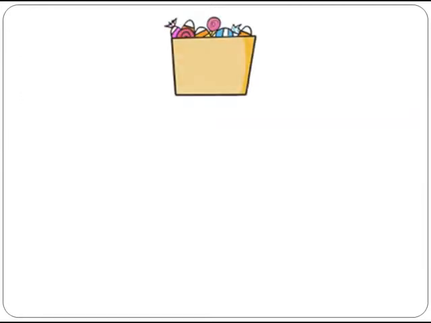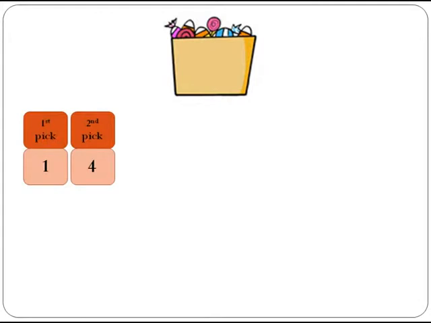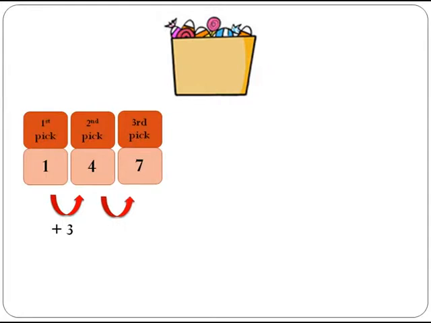Here is a box of candies. A kid picks up 1 candy the first time, 4 candies the second time, 7 candies the third time, and so on. If we notice 1, 4, 7, etc., the number of candies is increasing by 3. So if I ask you how many candies the kid picks up the 6th time, how will you answer that?